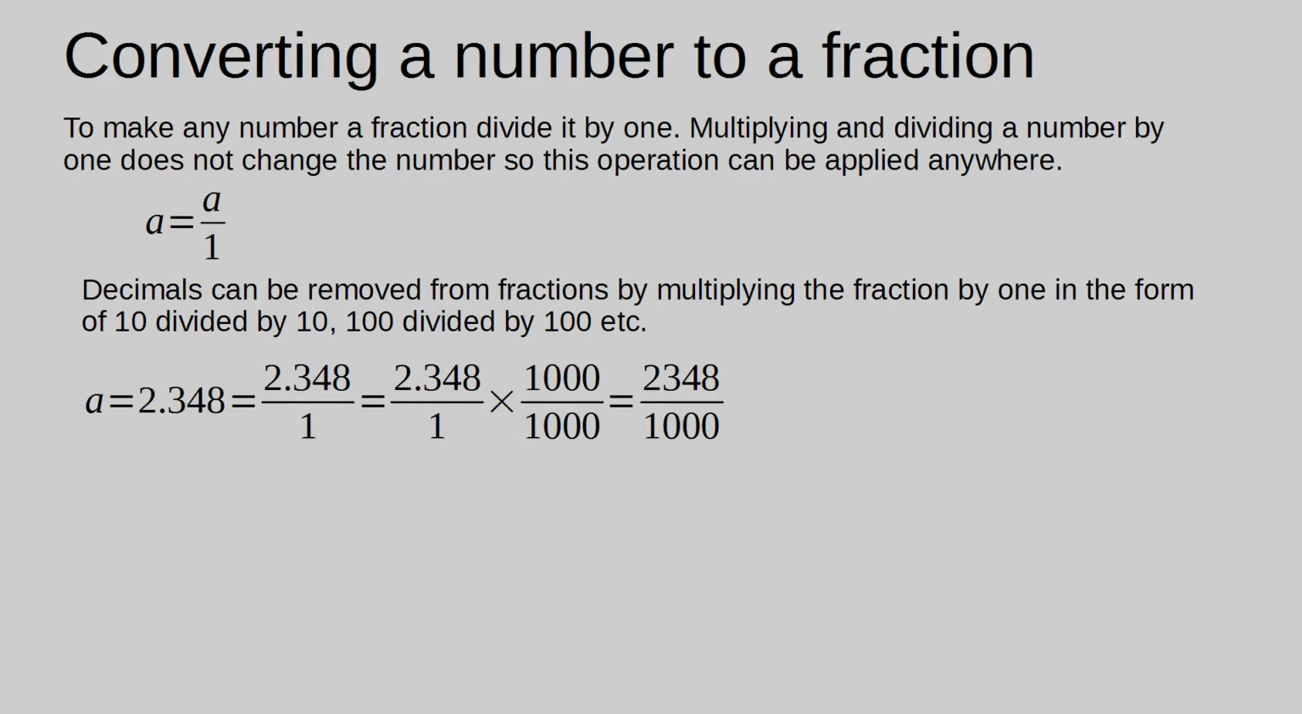If you have a decimal number and you want to turn it to a fraction which does not contain decimals, all you need to do is multiply both the top and the bottom by 10 or 100, etc., until the decimal point moves to the end of the number. So you are just multiplying by 1.